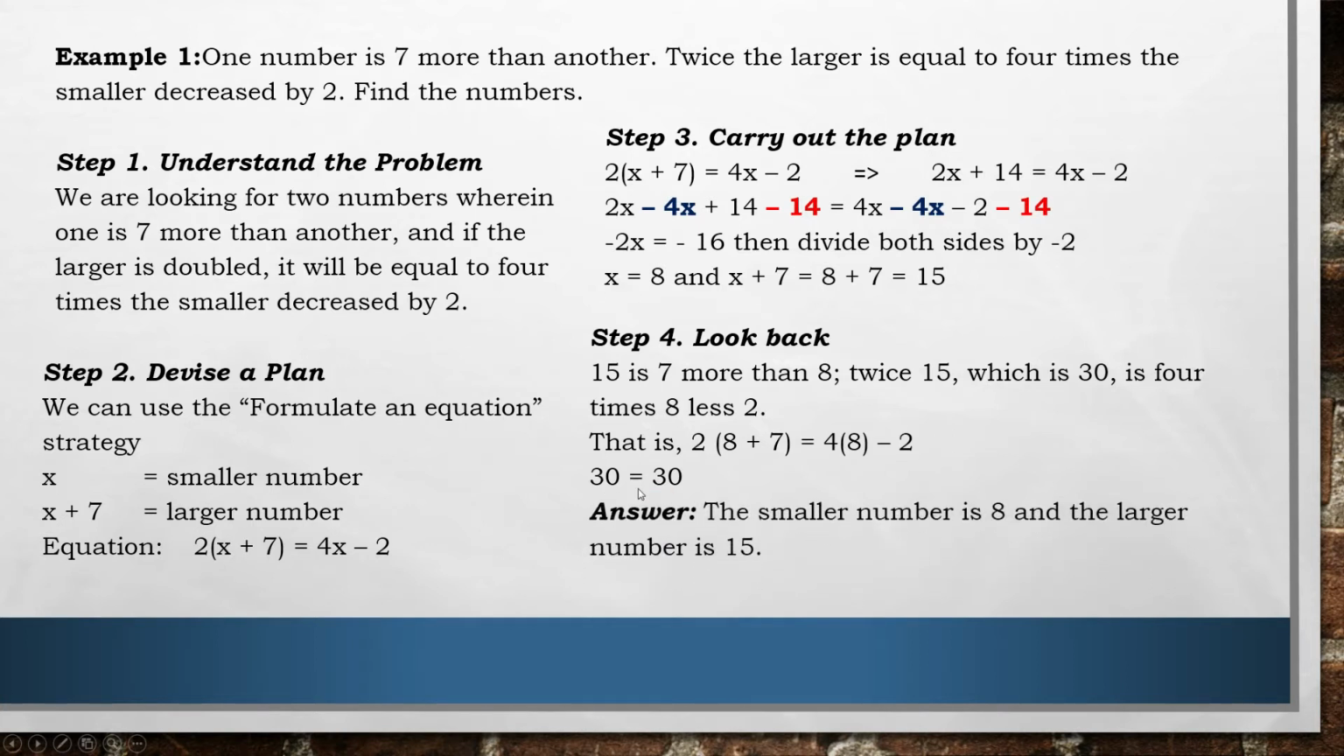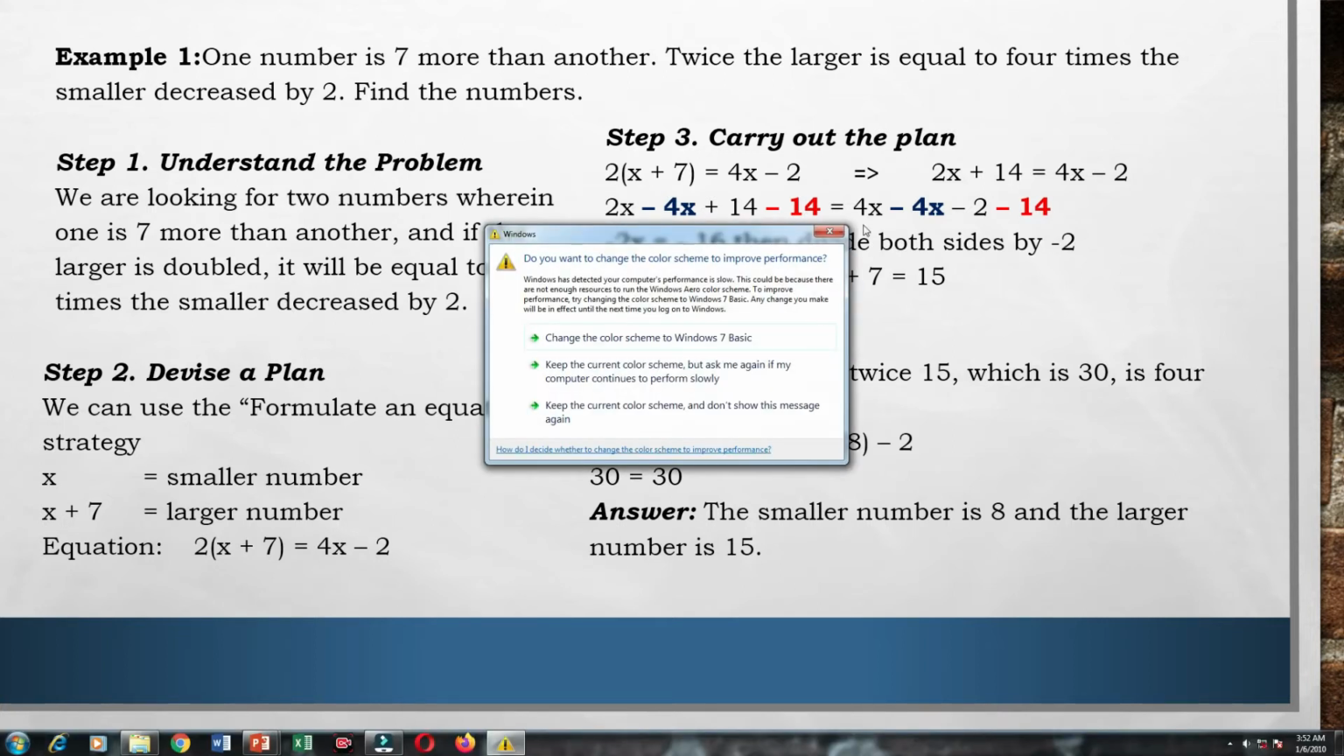Remember that these numbers should be equal with each other if you are going to do step back. If the number on the left hand side is not equal to the number on the right hand side, there's something wrong with your solution. So for our conclusion, the smaller number is 8 because we found the value of x, and the larger number is 15. Why 15? We go back to our equation. X plus 7 is equal to the larger number. So the value of x is 8. 8 plus 7 is 15.